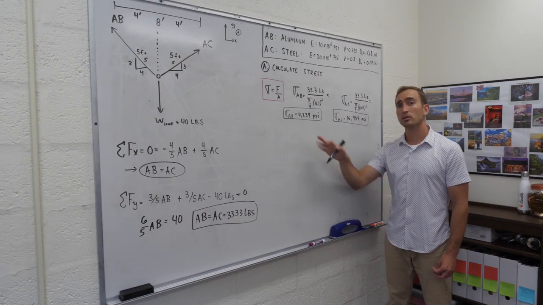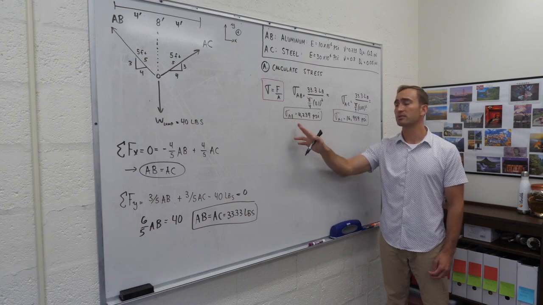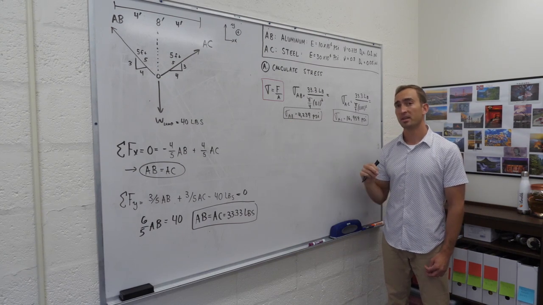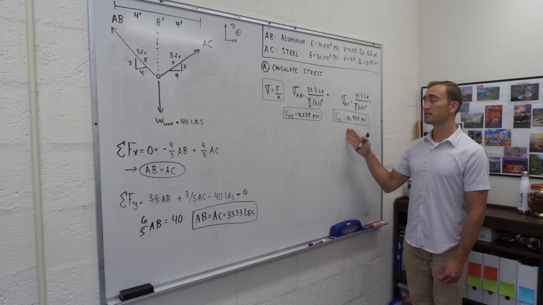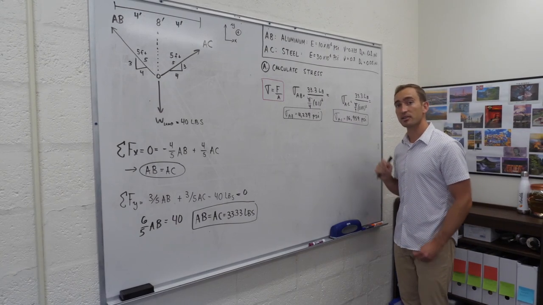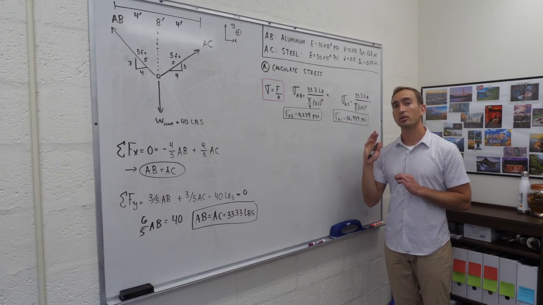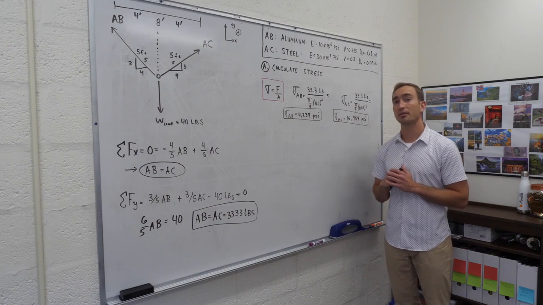So with a bit of math, you can see that the stress in cable AB is 4,239 psi, and the stress in cable AC is 16,959 psi. Now what we'll do is move on to part B, which asks us for the change in length of each cable.